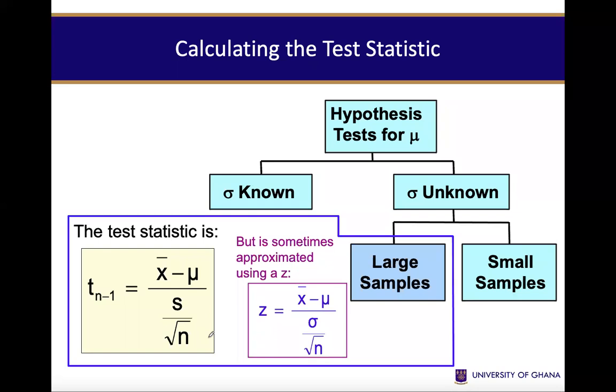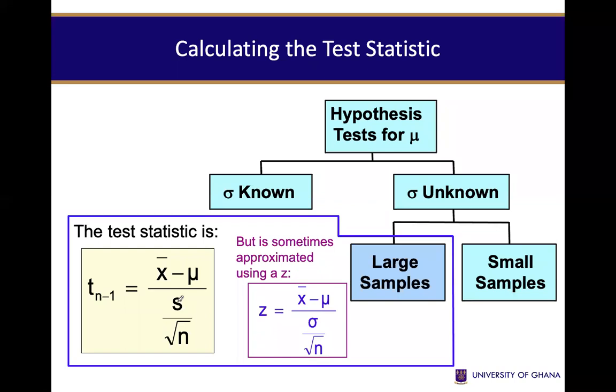Now in the situation where the population standard deviation is not known, if the sample size is large, we are not going to use this one, x-bar minus mu over sigma, but because the population standard deviation is not known, we are going to use the sample standard deviation as an estimate for the population standard deviation.